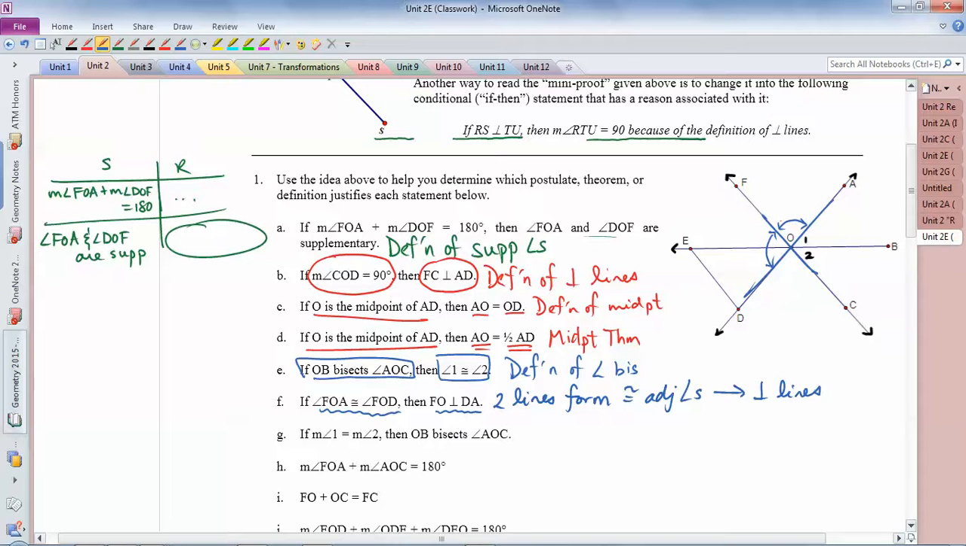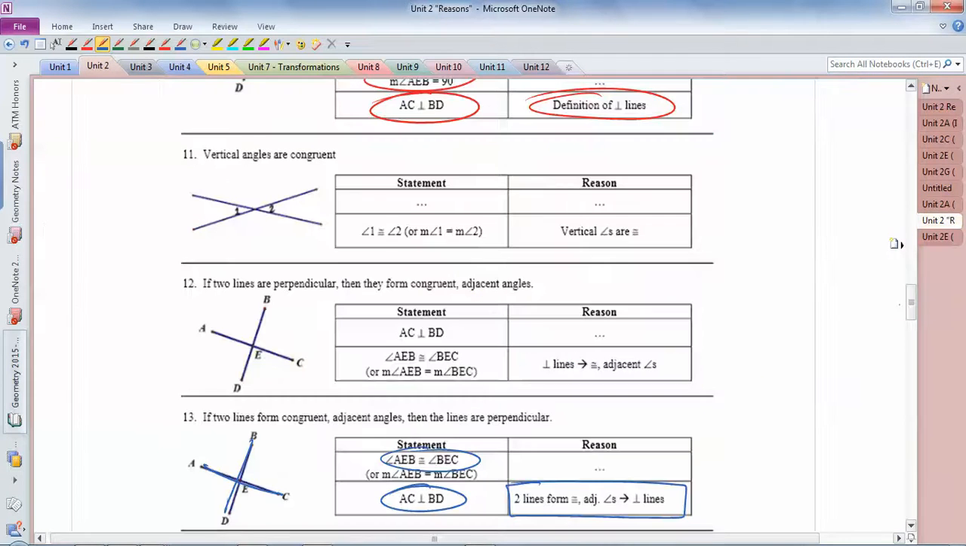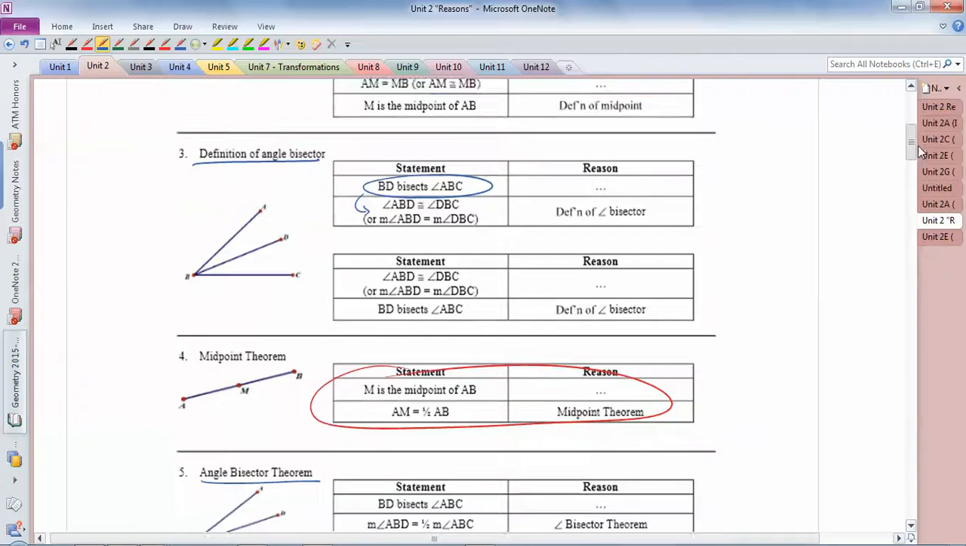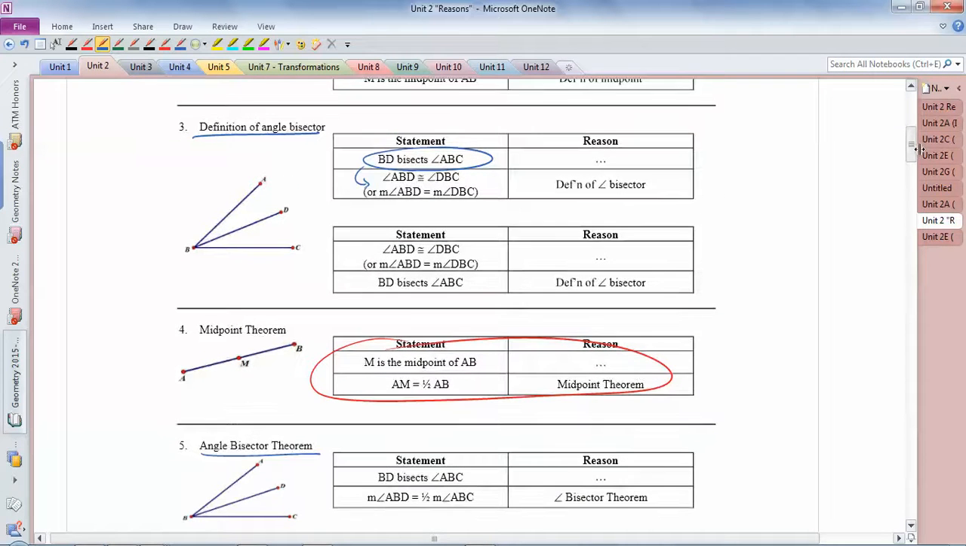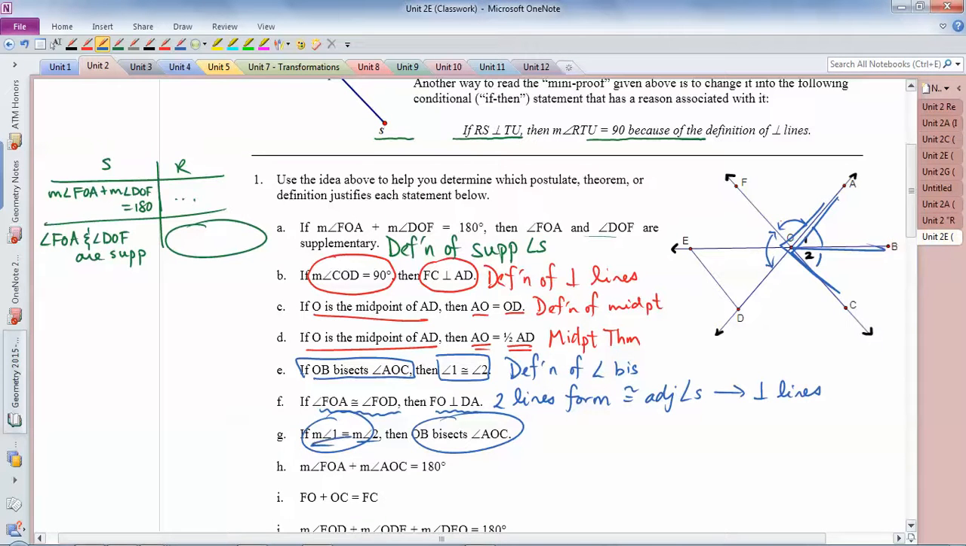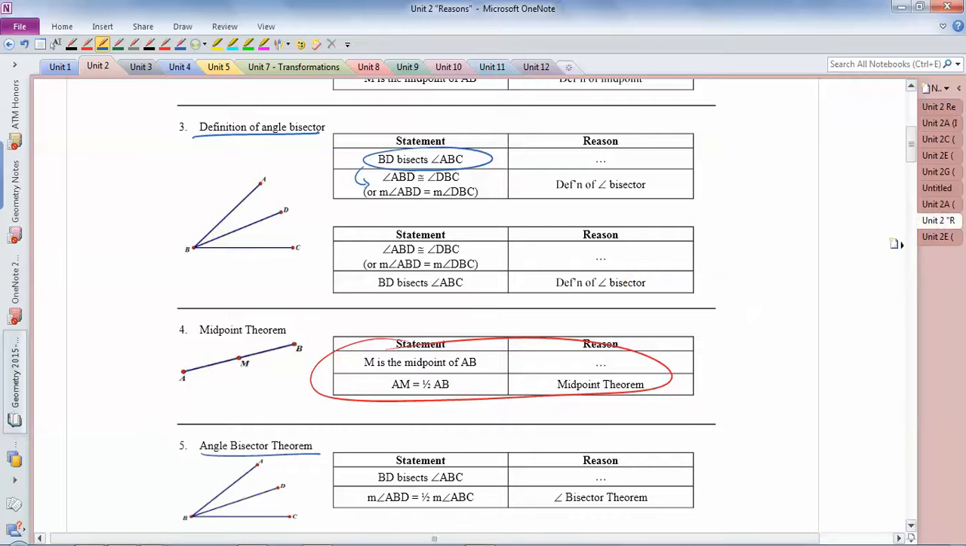Okay. G says start out with two angles that are the same size and right next to each other. And so then this is a bisector of the big angle here. So we start out with equal angles and get a bisector. So bisector stuff is way up here. It's 3 and 5. We started with equal angles and ended up with a bisector. So here are some equal angles and end up with a bisector. Definition of angle bisector.